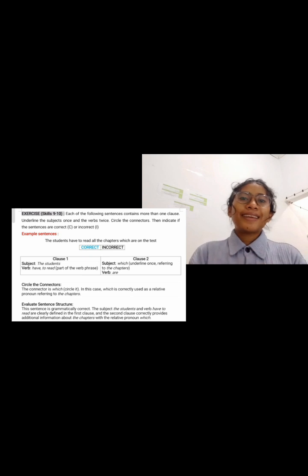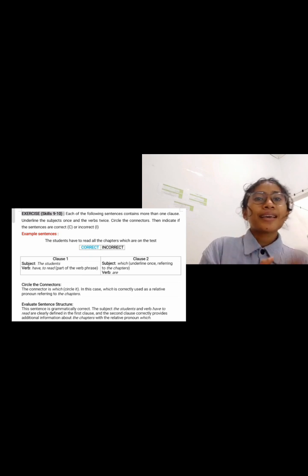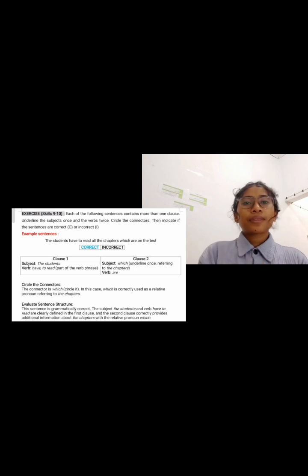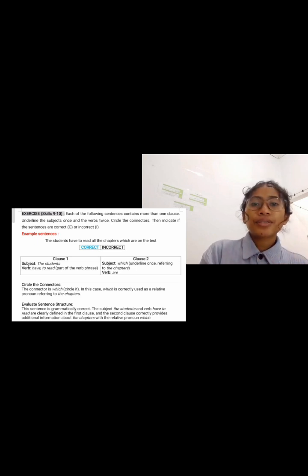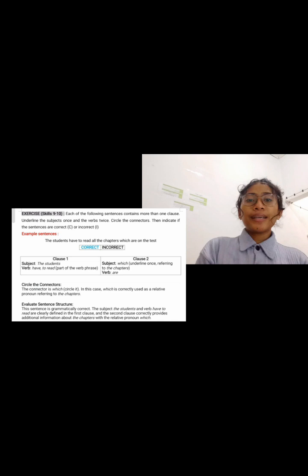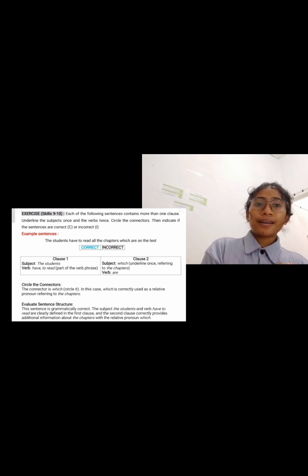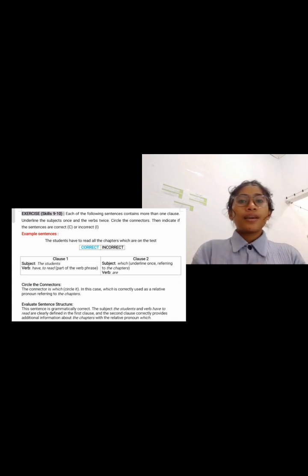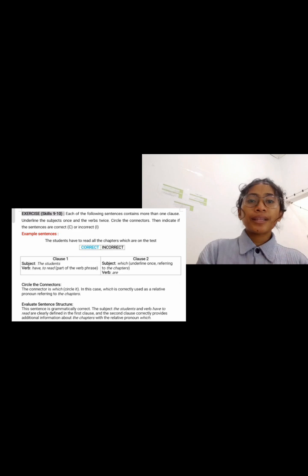Okay, guys, let's identify the subjects and verbs in each clause. In the first clause, the subject is the student and the verb is have to read. In the second clause, the subject is which and the verb is are. The connector is which, circle it. In this case, which is correctly used as a relative pronoun, referring to the chapters.